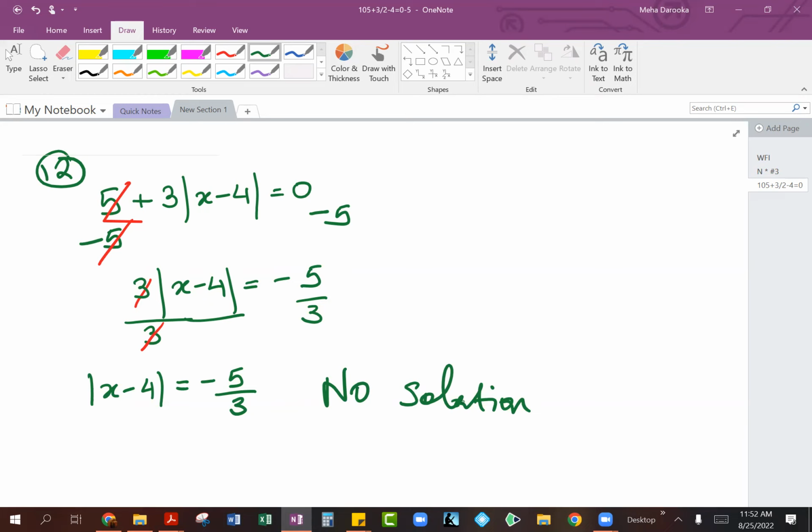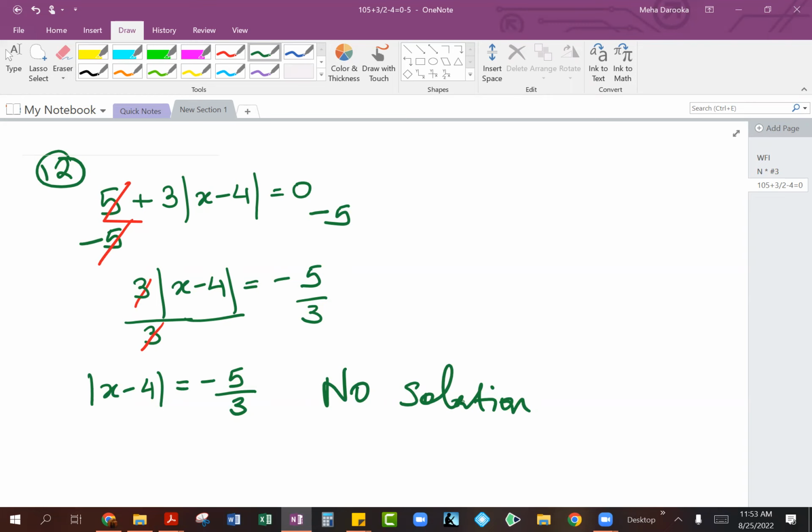So please keep in mind, start out by isolating your absolute value symbol. So we got that absolute value of x minus 4 by itself. We moved everything to the other side. If this guy was not negative, we would have solved it. But because this came out to be negative, that's the only reason why we're not solving.